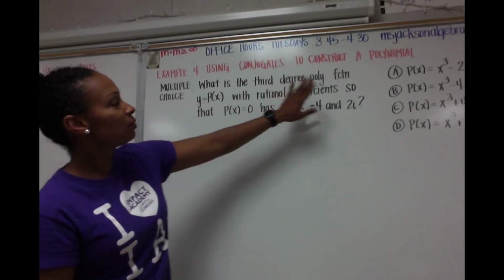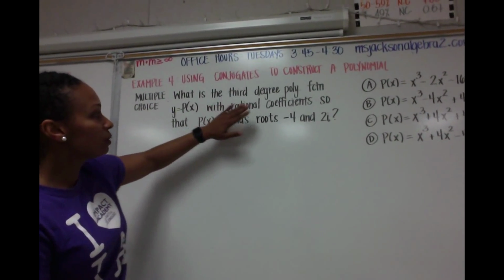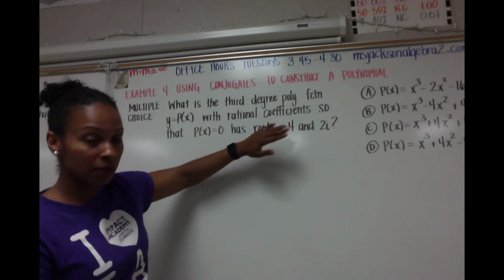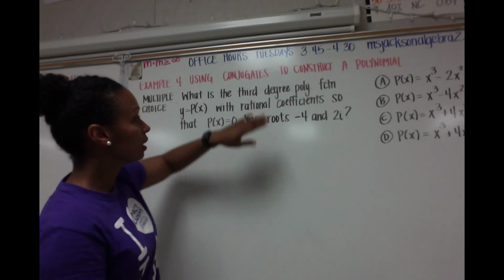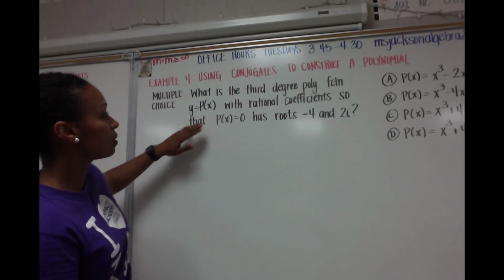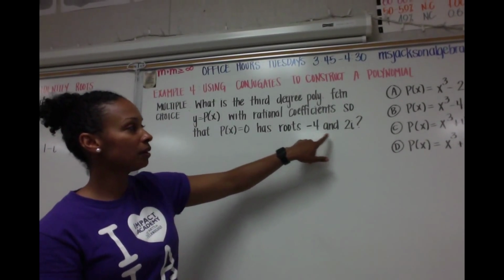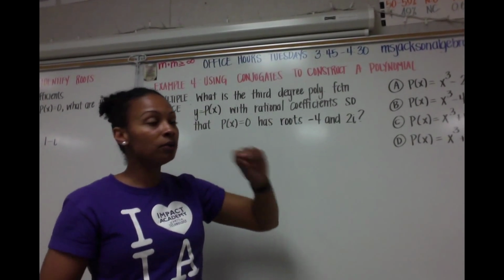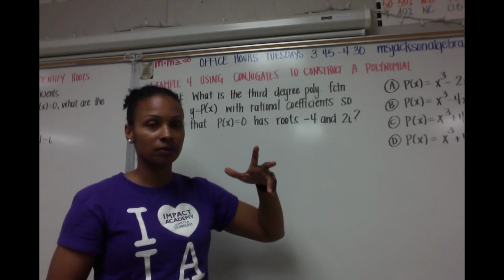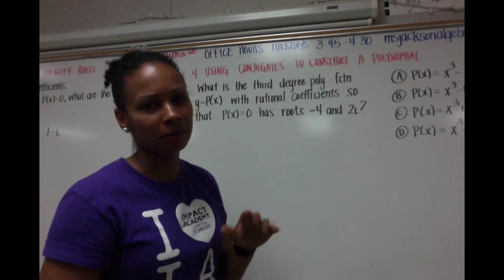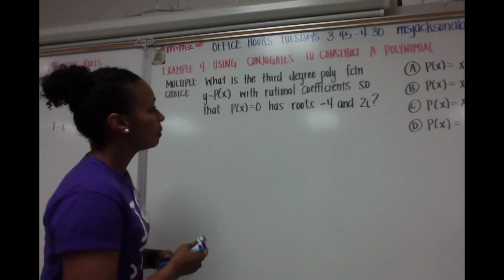So what is the third degree polynomial function? This is what our function will look like, with rational coefficients, meaning negative or positive, whole number or fraction, so that p of x equals 0 has roots -4 and 2i. They've only given us two roots right now, -4 and 2i. It's -4 and 2i. You'll be fine.